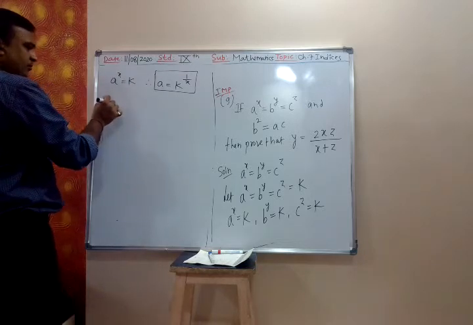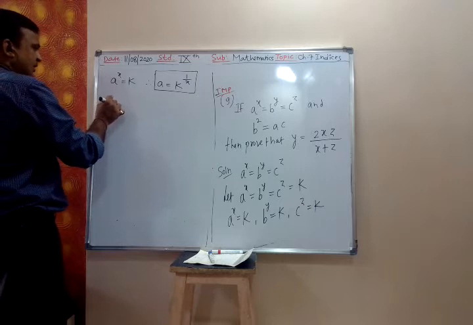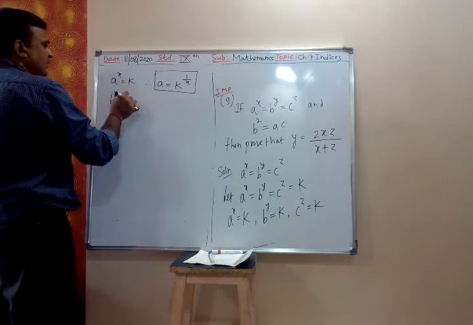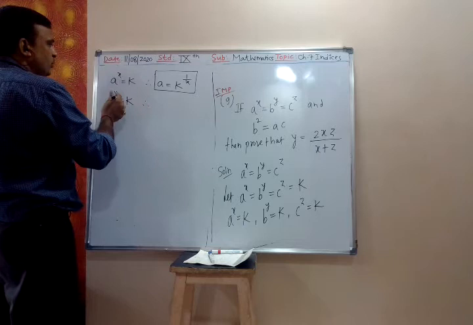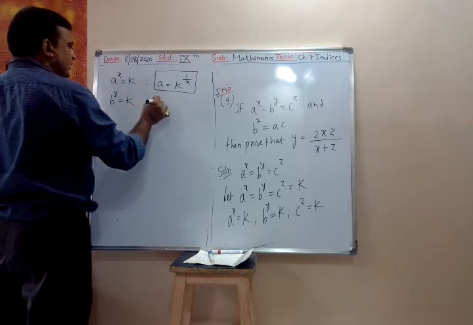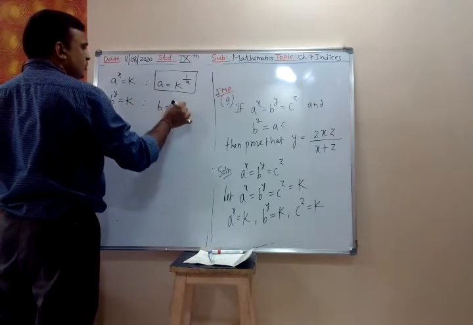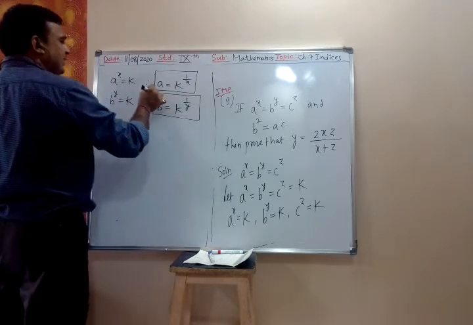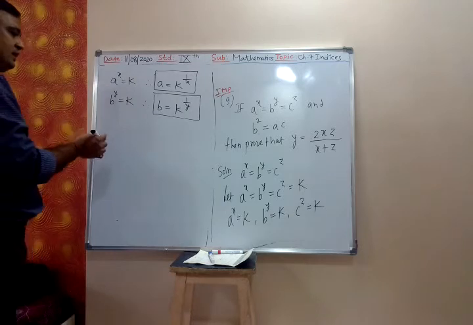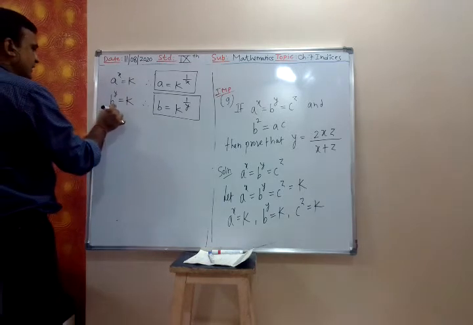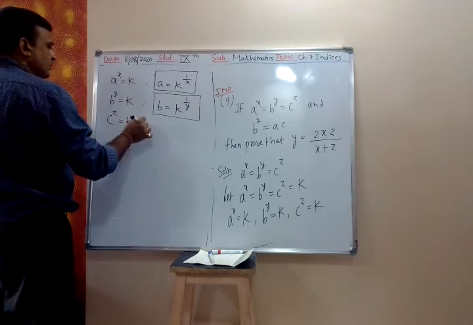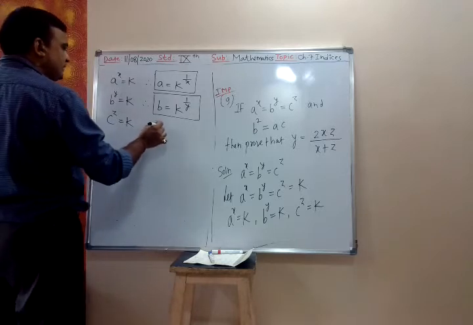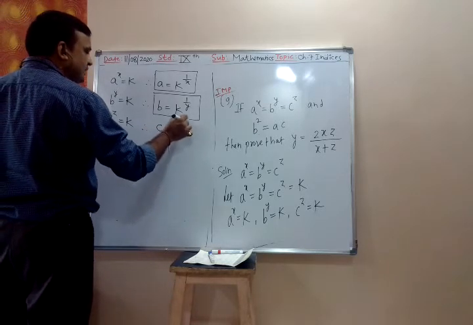Similarly, b raised to y is k, so I will take 1 by y power on both the sides, so you will get b is equal to k raised to 1 by y. Now c raised to z is k, so I will take 1 by z power on both the sides, so c will be k raised to 1 by z.